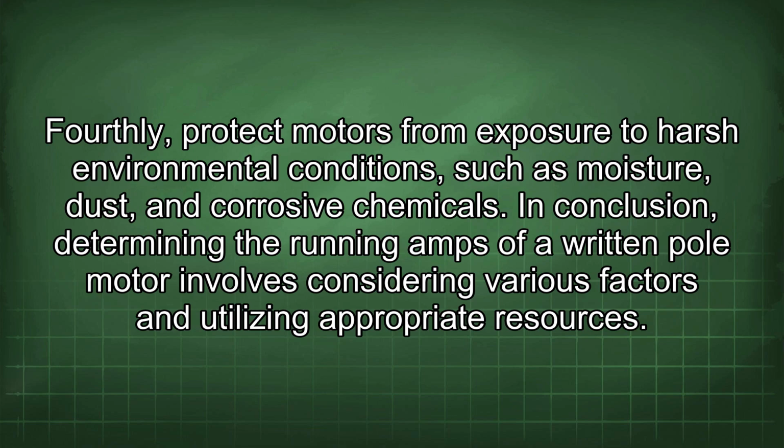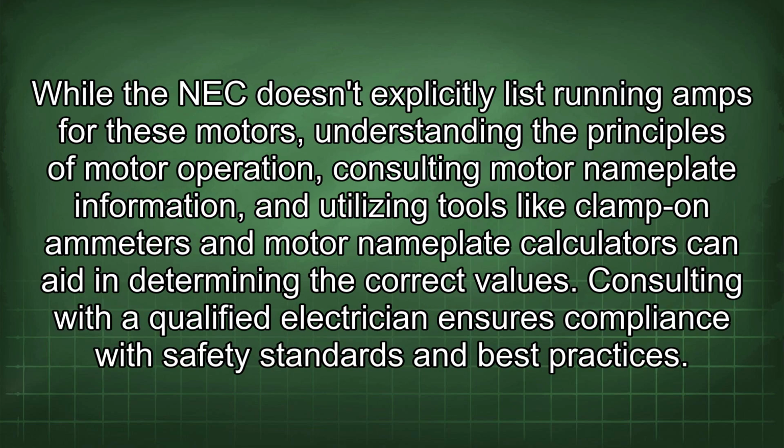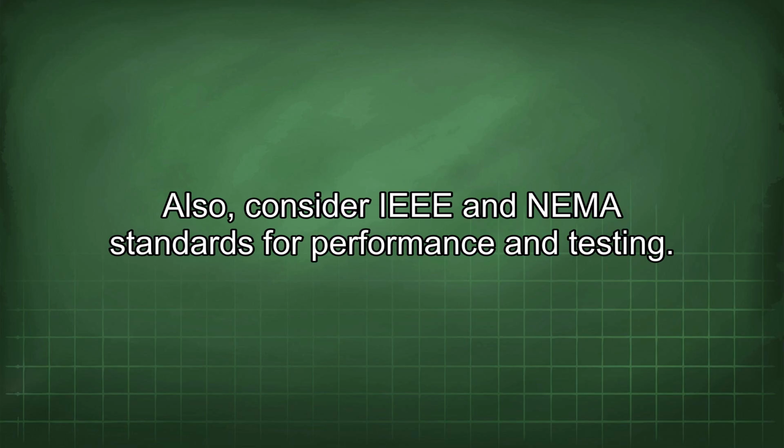In conclusion, determining the running amps of a single-pole motor involves considering various factors and utilizing appropriate resources. While the NEC doesn't explicitly list running amps for these motors, understanding the principles of motor operation, consulting motor nameplate information, and utilizing tools like clamp-on ammeters and motor nameplate calculators can aid in determining the correct values. Consulting with a qualified electrician ensures compliance with safety standards and best practices. Also, consider IEEE and NEMA standards for performance and testing.